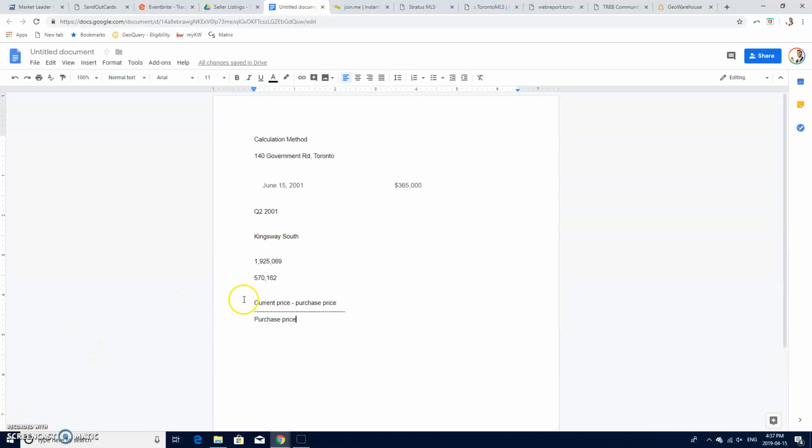Okay, I'm back. So current price means today's price. Purchase price is the original price. You subtract those and then you divide by the purchase price. So in this example, the current price is 1,925,000. The purchase price, or the price at the time of the purchase, is 570. So we're going to subtract those two. So it's going to look like that. And the sum of that gets divided by the original price of 570.